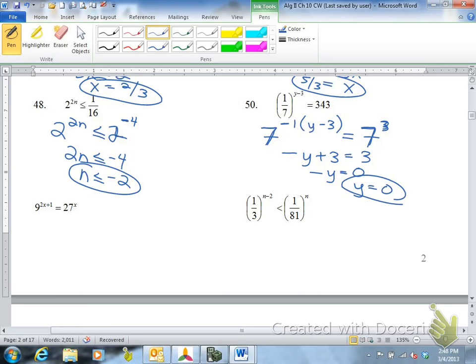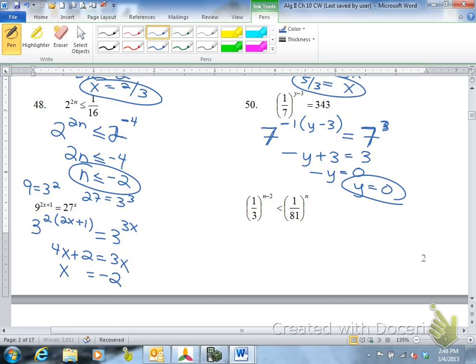Why don't you pause the video and see if you could answer the next question, and you have to change both sides. So we have 9 is 3 squared, so we'll substitute 3 squared in, and 27 is 3 cubed, so we substitute 3 cubed in. So we have 4x plus 2 equals 3x, and you can subtract 3x from both sides, subtract 2 from both sides, so you get x equals negative 2.